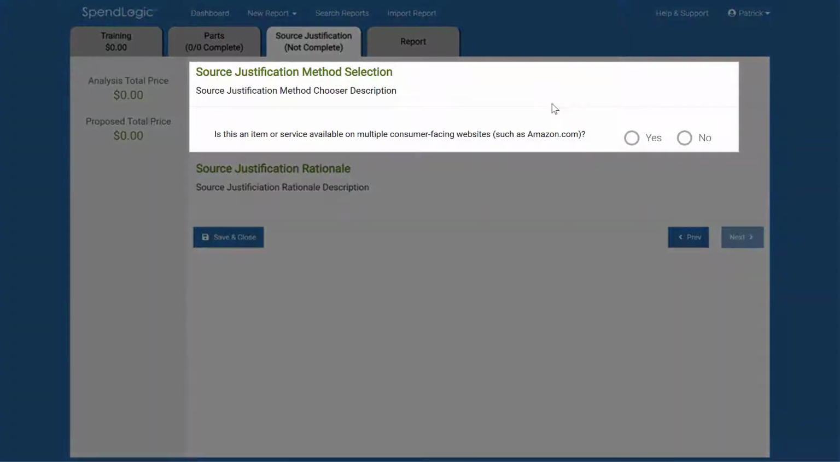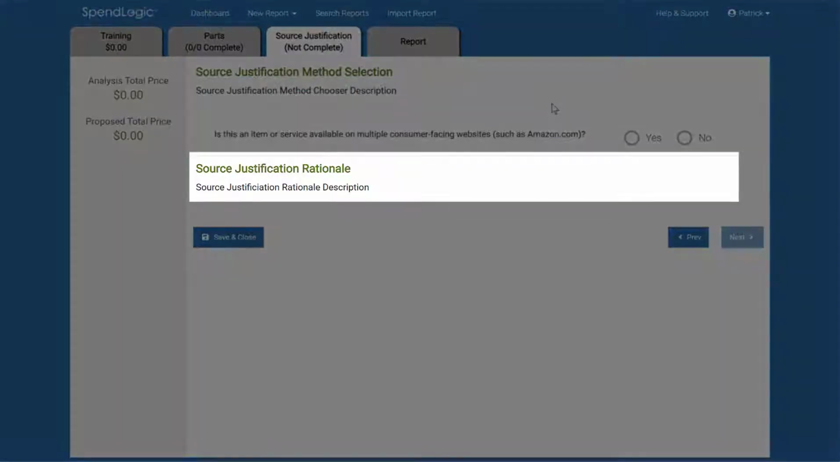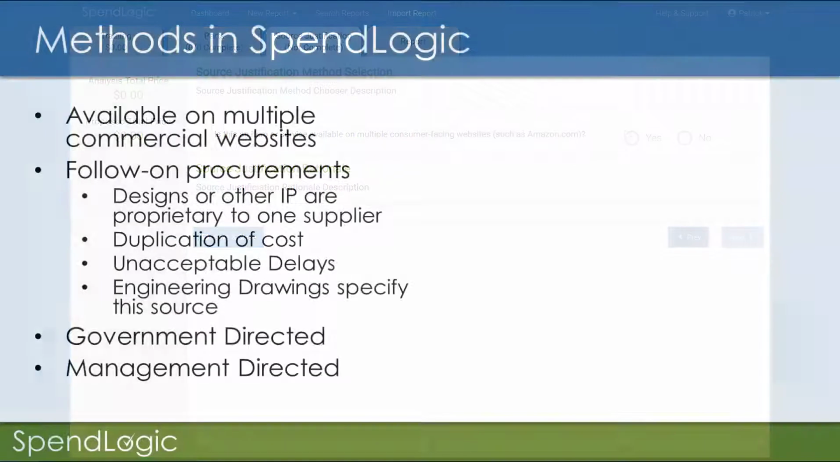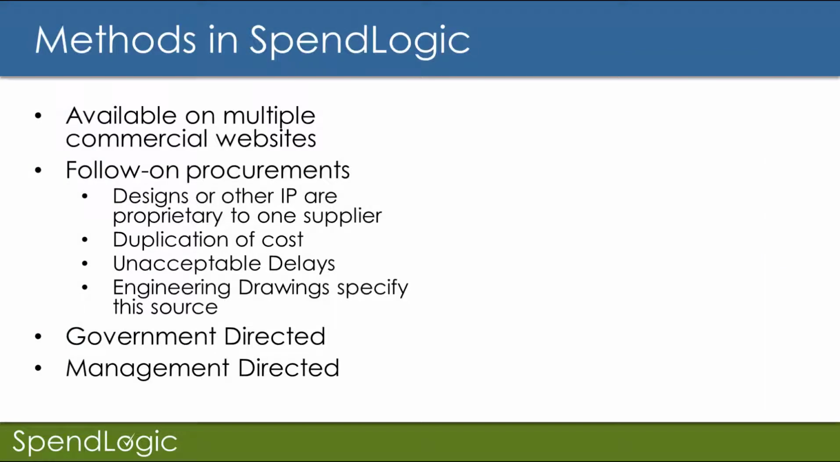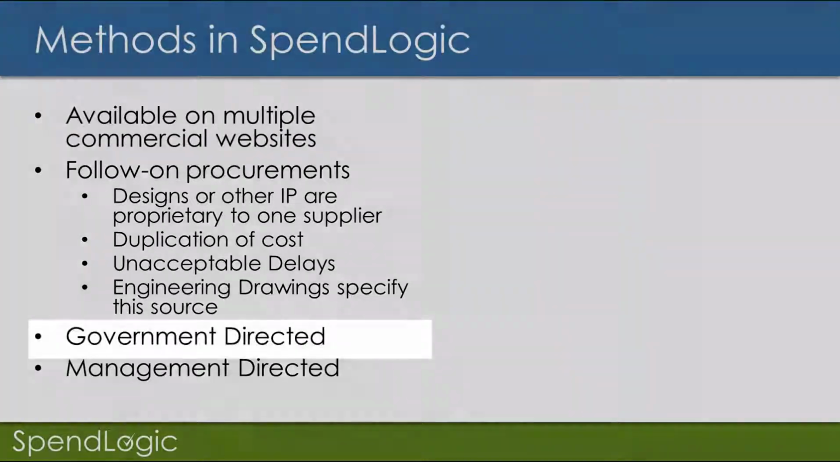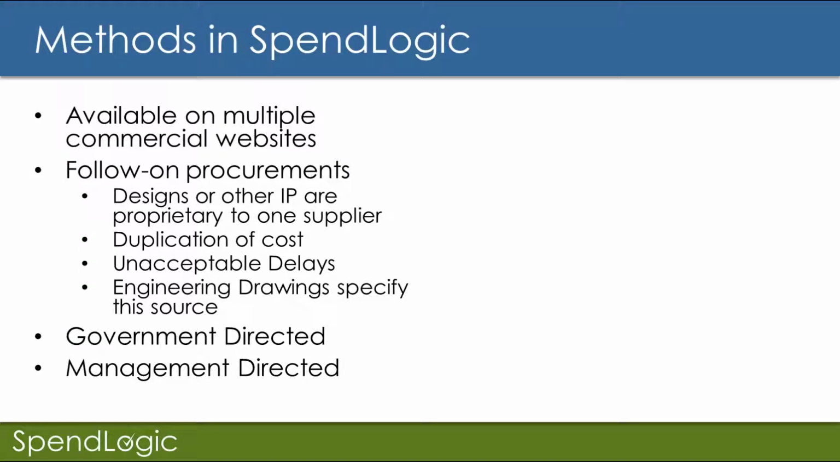You'll first be led through a series of questions to determine which method you should use. Once a method is chosen, you'll be asked for rationale that helps support that method. Let's take a minute to review the source justification methods that are supported by SpendLogic. In general, they fall into one of four categories: available on multiple commercial websites, follow-on procurements, government-directed, or management-directed. I'll walk through each of these in a little bit more detail.